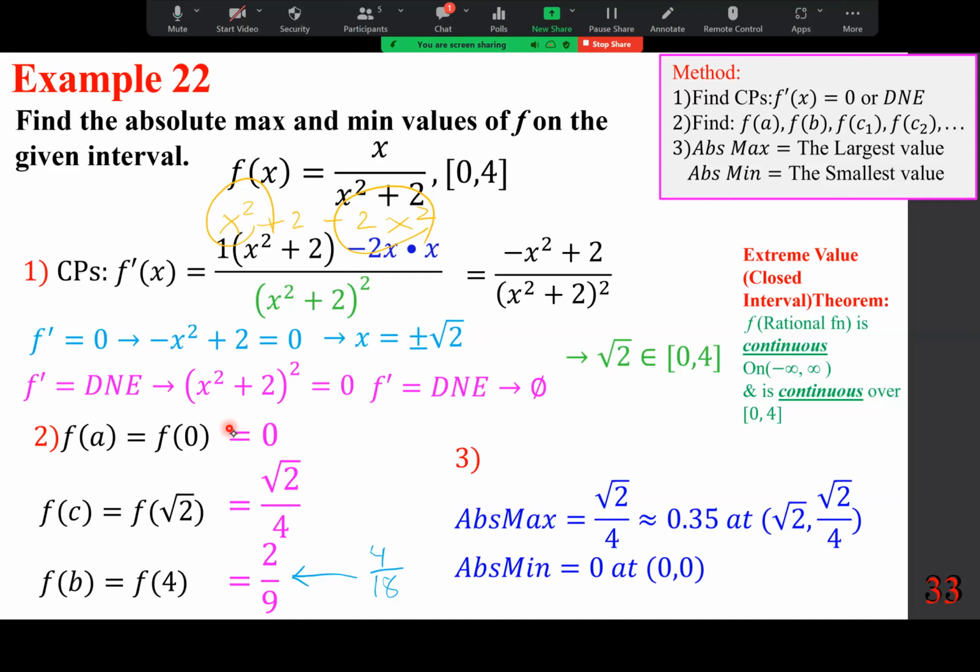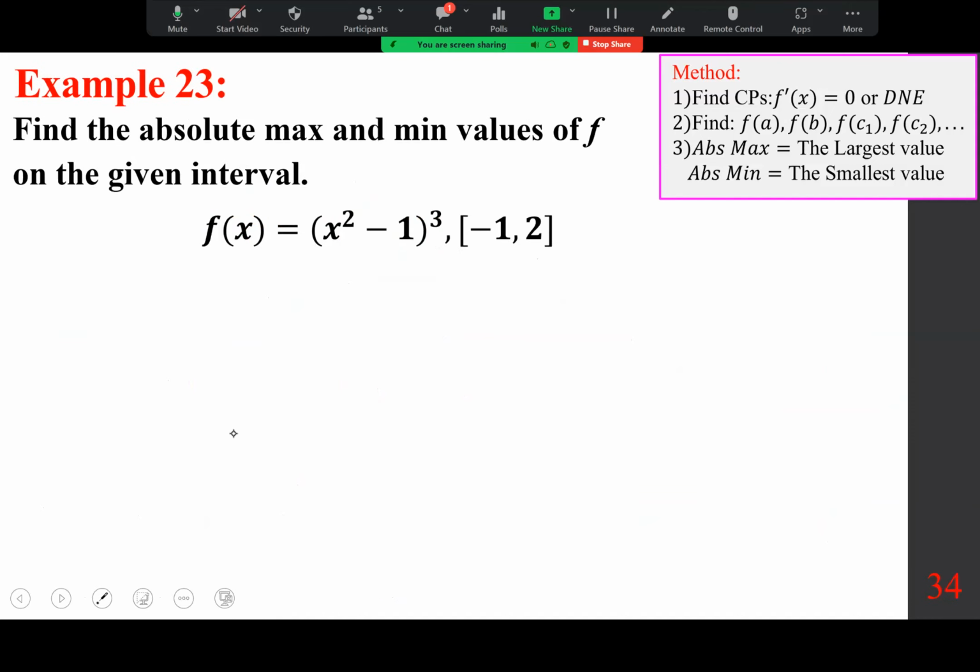So far, we've had only one critical point. I want to look at a case where we have more than that. Again, we are repeating the same concept. First and foremost, find the absolute max and min values of f on the given interval, where f of x is x squared minus 1 quantity cubed, in the interval of negative 1 to 2.